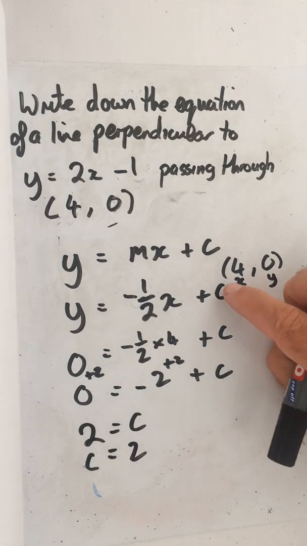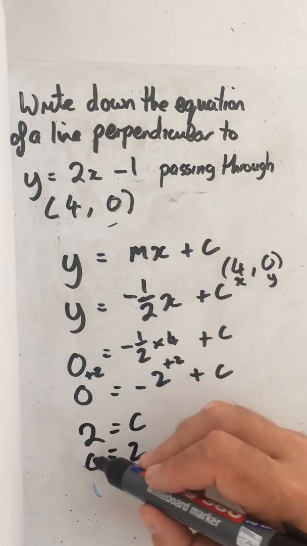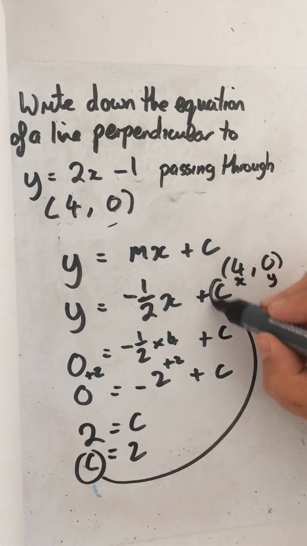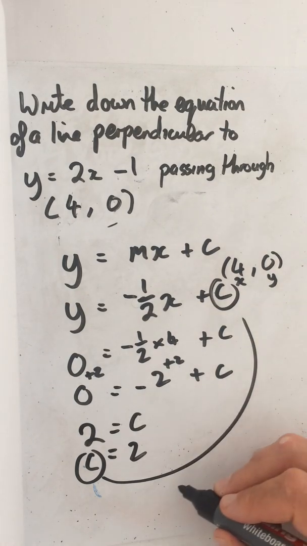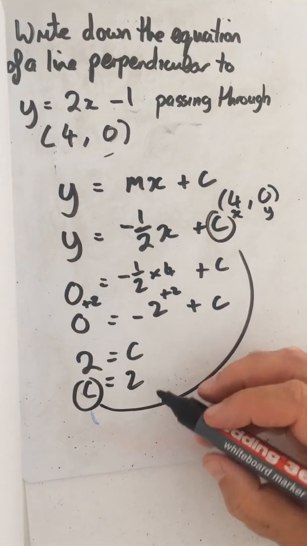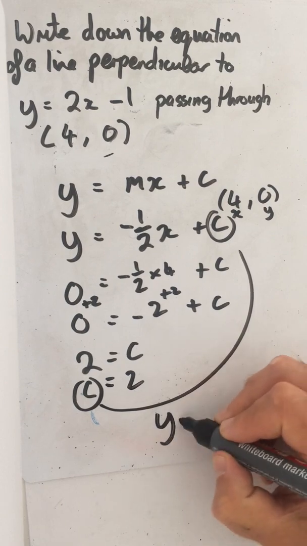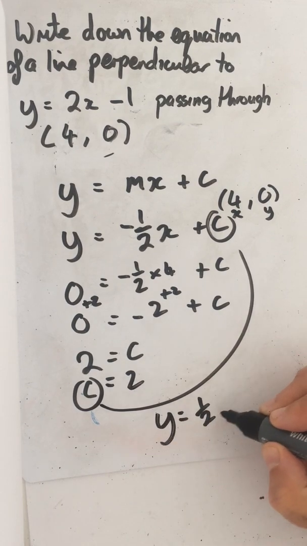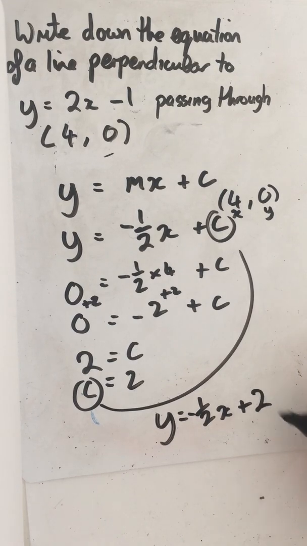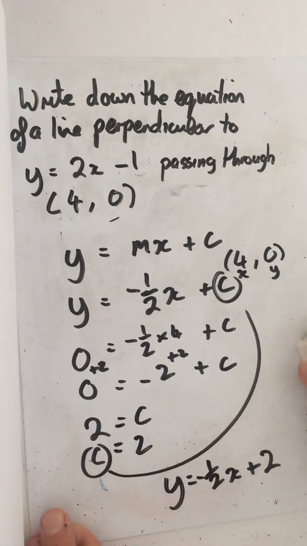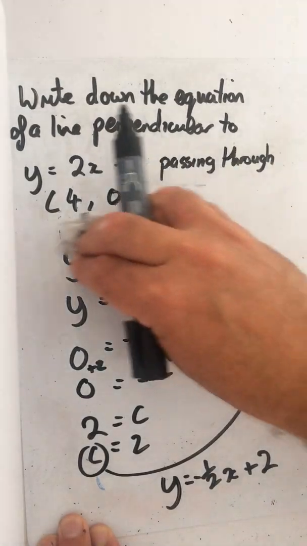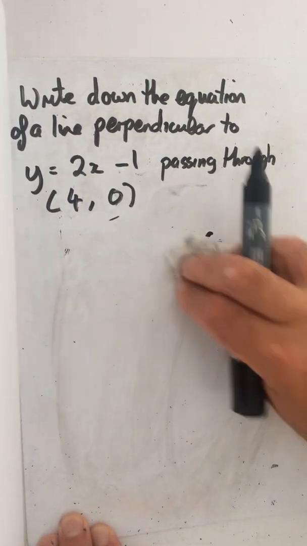So all we have to do is this c here goes up to here, doesn't it? So our answer would be y equals a half minus a half x plus 2. So it's quite tricky again. It's a little bit like the parallel ones yesterday. In fact, the same sort of method, isn't it?